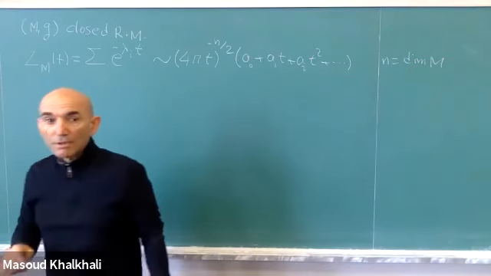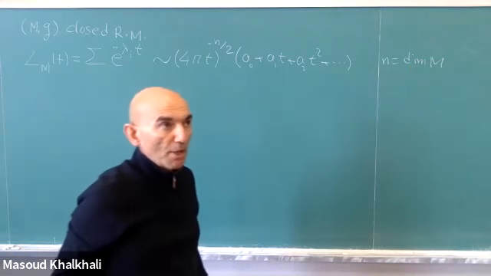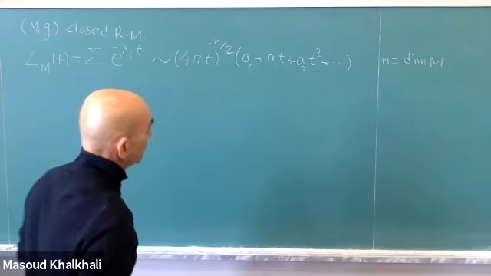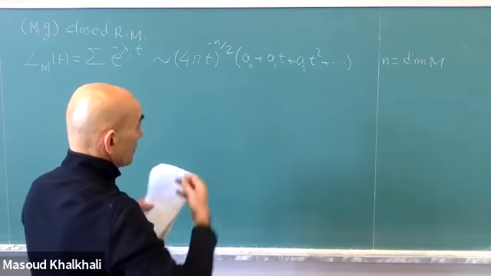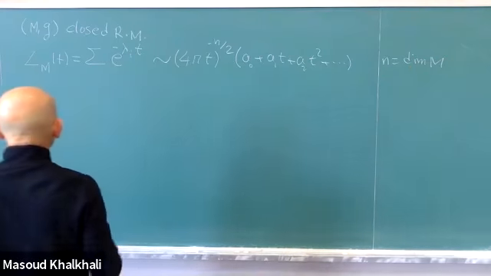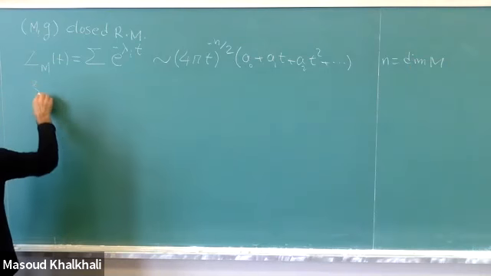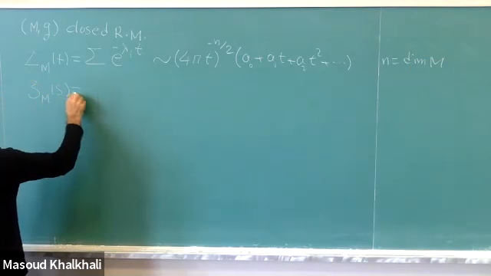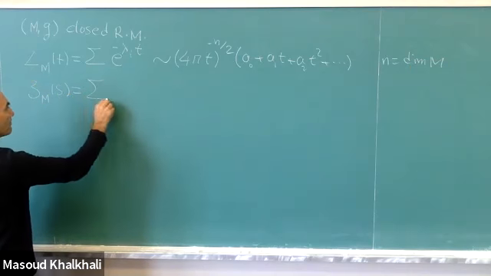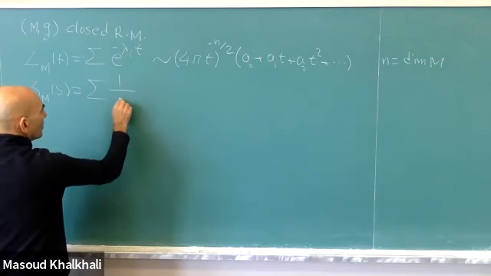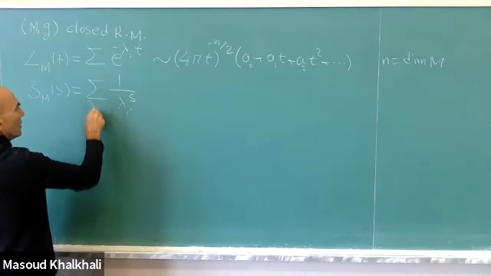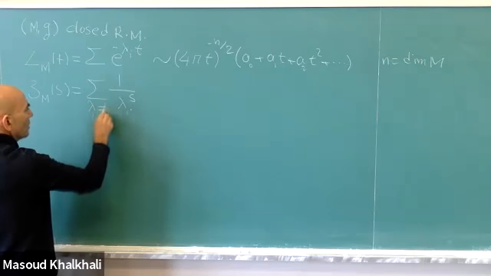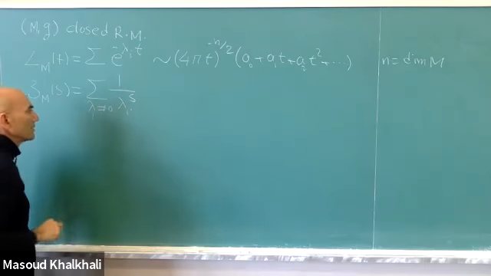And then we started talking about a second type of generating function, which also kind of packs information into an analytic gadget of this form, the zeta function of M, which is a sum of 1 over lambda_i to the power s. But this time we can only sum over non-zero eigenvalues, obviously.